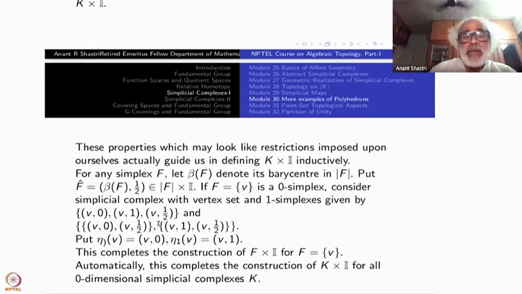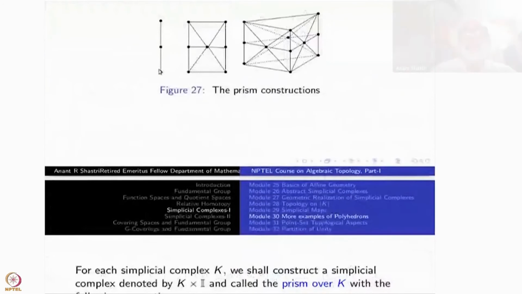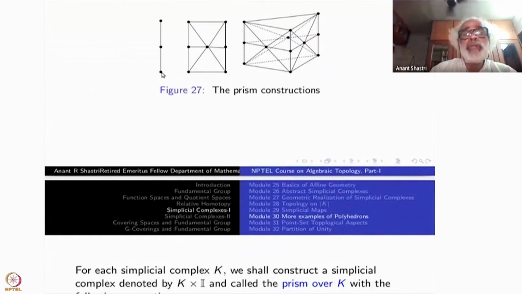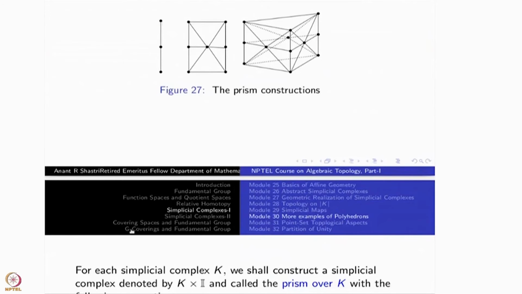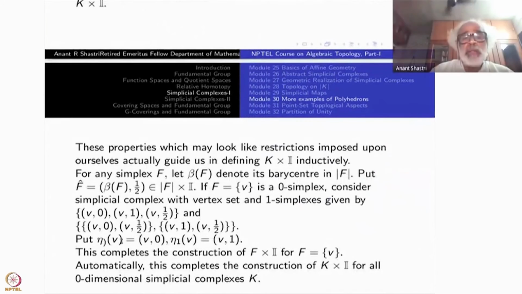Okay. So what are the vertices? V0, V1, and V half. That is precisely the first picture here. And V0, V half will be one simplex, and V half and V1 will be another simplex. So that's what I have listed here: V1, V half, V0, and V1. And eta 0 of V is just V0, eta 1 of V is V1.